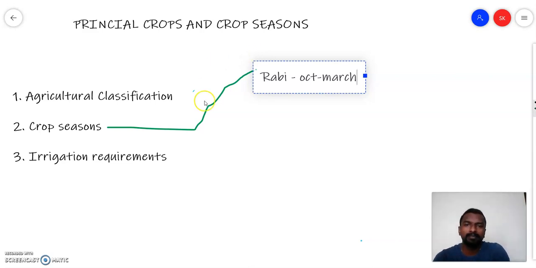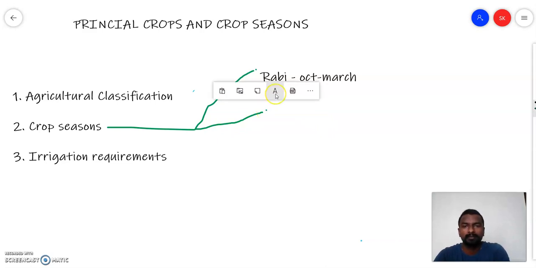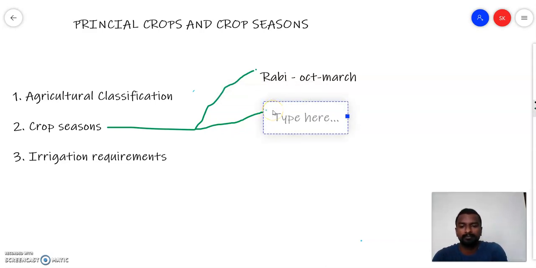The second one is Kharif crops. We'll write here first. So the second one is the Kharif crops.